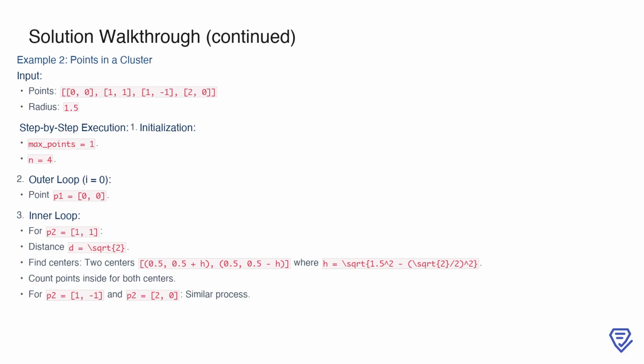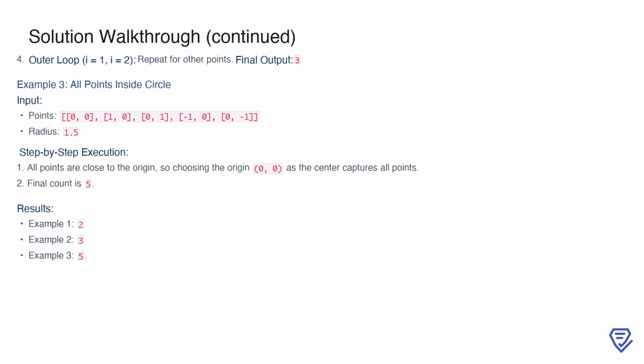For each center, we count how many points lie inside the circle. This process is repeated for p2 equals 1, minus 1, and p2 equals 2, 0. By evaluating all potential centers, we determine the maximum count of points that can fit within the circle for this iteration. The outer loop then iterates over other reference points, p1 equals 1, 1, and p1 equals 1, minus 1, performing similar calculations to ensure we consider all possible circle configurations. After evaluating all points, we find that the maximum number of points that can fit within the circle is 3.